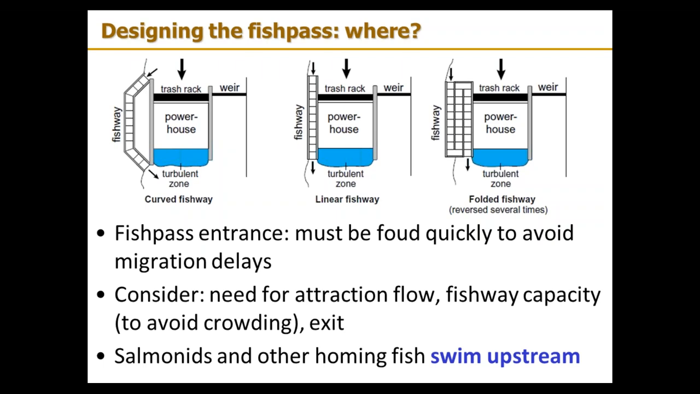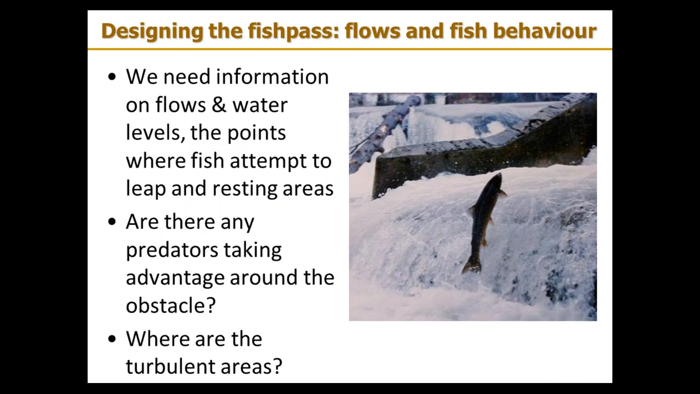It's important to consider that salmon seek their home and fish always swim upstream. Continuing with our design, we need information on flows and water levels, the points where fish tend to live and rest in areas, and this takes time spent observing. We should know if there are any predators taking advantage around the obstacle, because they will help themselves to eat our fish. And we need to know where the turbulent areas are.